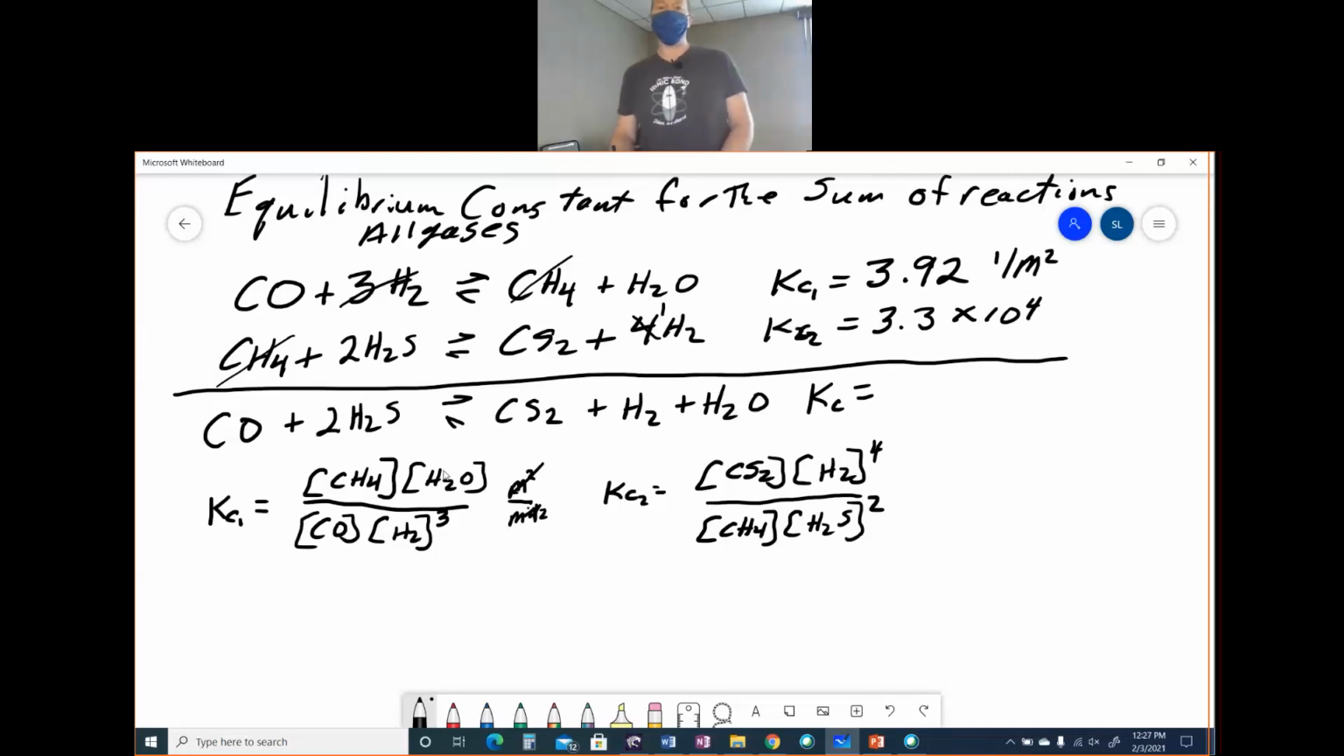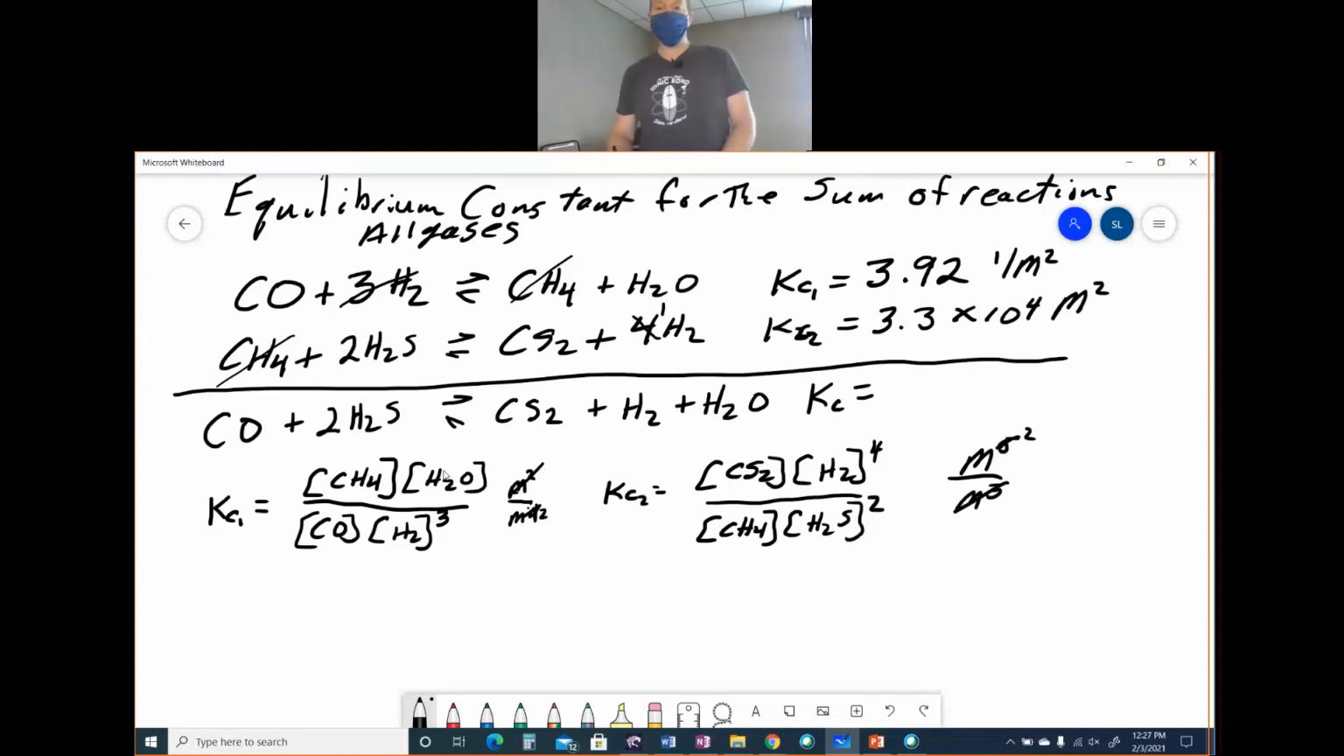All right, if we're doing the units for Kc2, you have molarity times molarity to the fourth. You have then molarity to the fifth. In the denominator, you have molarity times molarity squared. You would have molarity to the third. So all three of those are gone, and we're down to molarity squared.